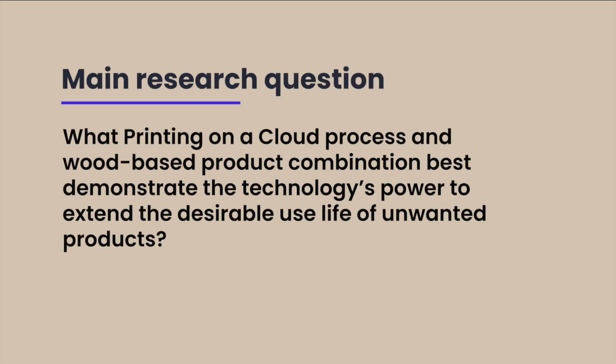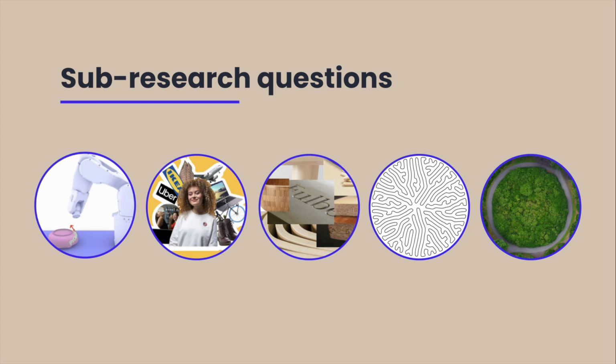The central research question in this project is, what printing on a cloud process and wood-based product combination best demonstrate the technology's power to extend the desirable use life of unwanted products? The central research question will be answered by analyzing 5 questions concerning printing on a cloud's processes: the target audience modification preferences, the best wood-based construction for using in the demonstration, valuable computational design tools, and exploring how printing on a cloud can be a circular process.